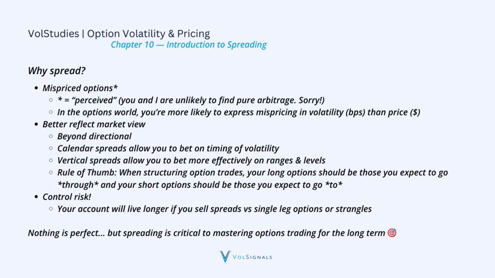Why? If I sell options, I'm short some kind of risk, but I may not want uncapped risk, so I use spreads instead. However, if instead I want directional exposure, or I do want long volatility, I do want long gamma, I may not actually want to sell away my convexity by spreading. Of course, there are reasons for both, and we'll talk about these as we move through the chapters that follow. Nothing is perfect, but spreading is critical to mastering options trading for the long term.